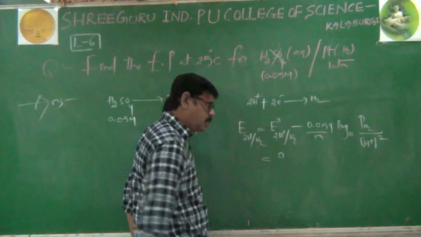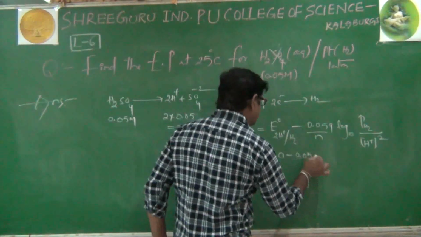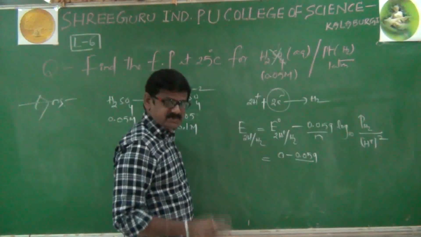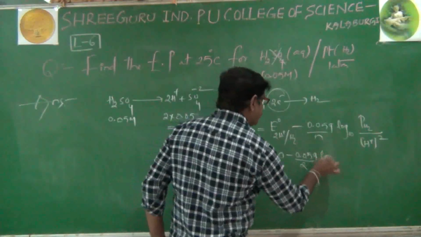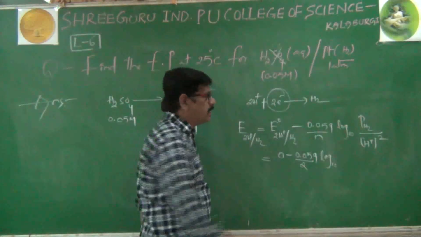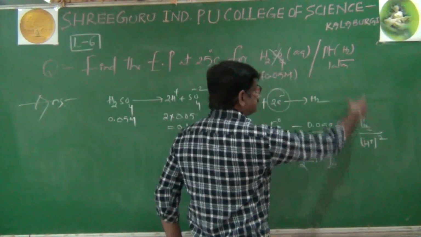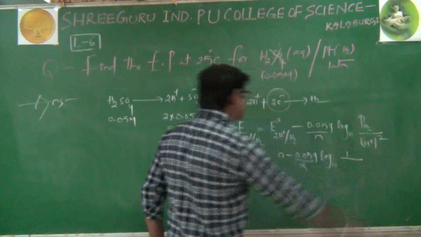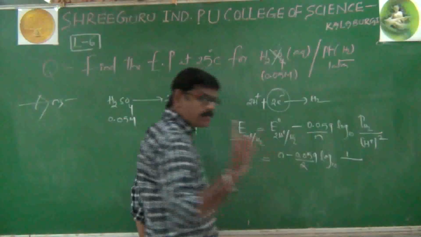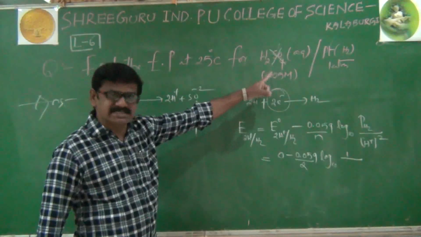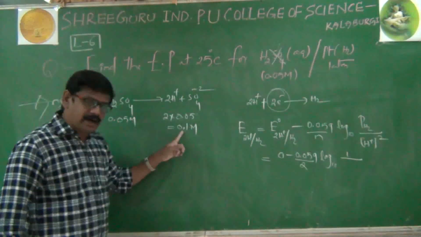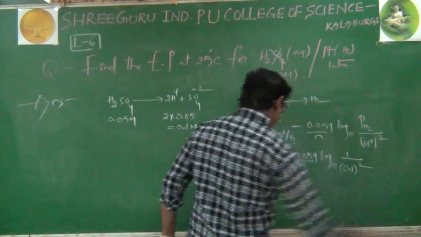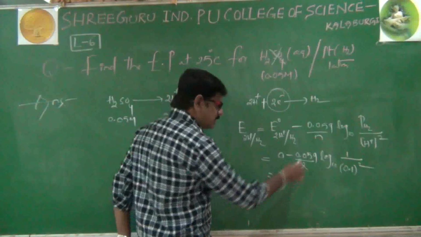Here E naught of H plus oblique H2, nothing but SHE, its value is 0, minus 0.059 divided by the n value. How many electrons are involved in this process? 2 electrons. That's why divided by 2, log base 10. The partial pressure of hydrogen is already given in the question, that is 1 atmosphere. That's why 1 divided by the H plus concentration. For H plus concentration, don't use 0.05. We have to take 0.1 only. That's why 0.1 whole square.